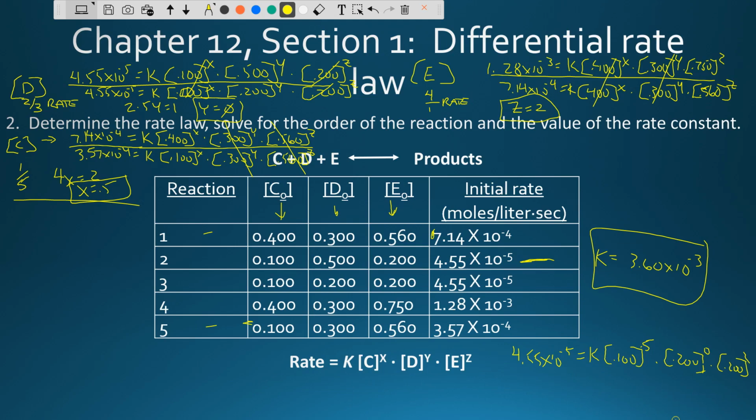Okay, that's the 0.5. Cool. So that's pretty much all we need to do with that. 3.60 times 10 to the negative third ends up being my K value. So let's go through one more problem.